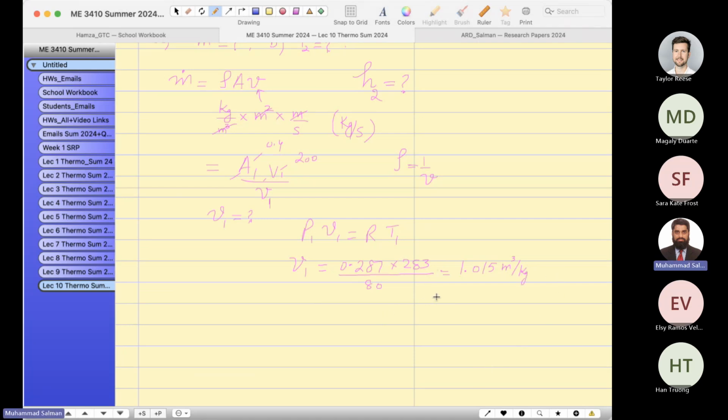And if you know this, can you apply this equation too? So I would write down m dot equals 0.4, okay, times 200 divided by 1.015, and if you solve for this, you should get around 78.8 kilogram per second. You can draw a rectangle around the answer. Do you understand this answer?